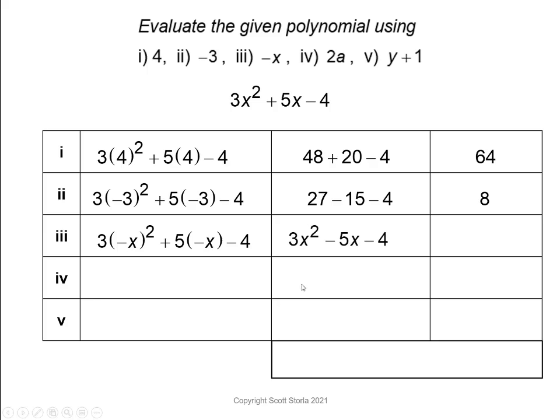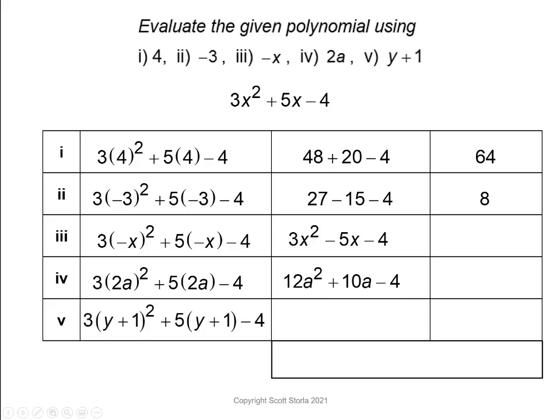And this is as far as we can go. These are unlike terms, so they can't get combined. Next, we're going to replace x with the quantity 2 times a. This is going to give us 4a squared times 3, which is 12a squared. And this is going to give us 10a, and then we'll be subtracting our 4. And again, we can't simplify any further since none of these terms are like.